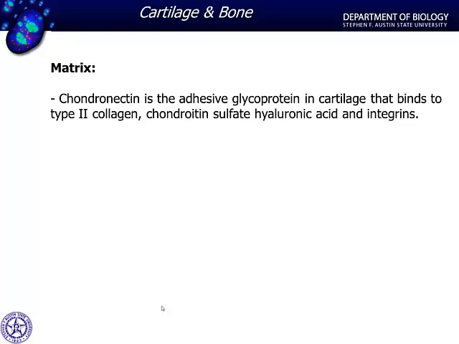Now, within this matrix, we also have to have a way for the cells to adhere to the underlying connective tissue and the extracellular matrix. And much like we saw laminin for epithelial cells and fibronectin for fibroblasts, chondronectin is an adhesive glycoprotein for cartilage, and that's going to enable it to anchor and bind to type 2 collagens, chondroitin sulfate, and hyaluronic acid via some of the integrins that are on the surface of our chondrocytes and chondroblasts.